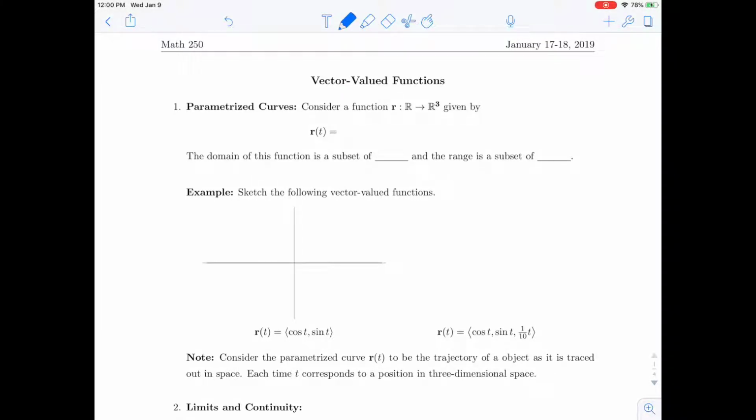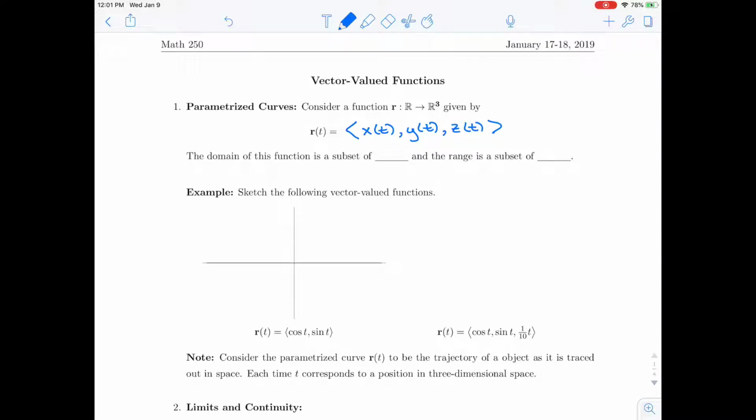Today I'm going to talk about a new type of function called a vector-valued function. The input for that function is going to be a single variable t, but the output is going to be a vector. So if we have a function r of t, it will have, say, 3 components. Those components will each be functions x of t, y of t, and z of t.